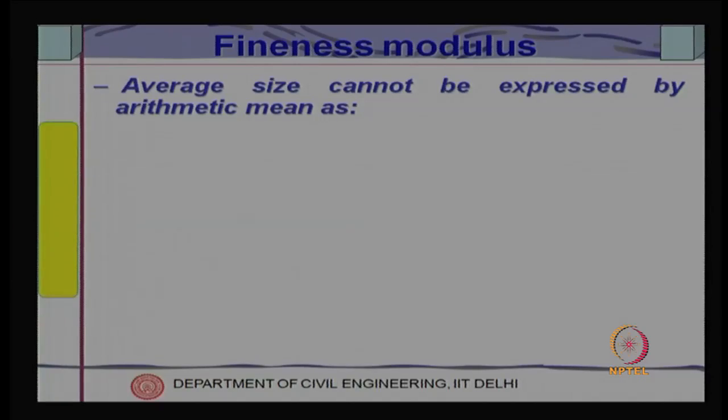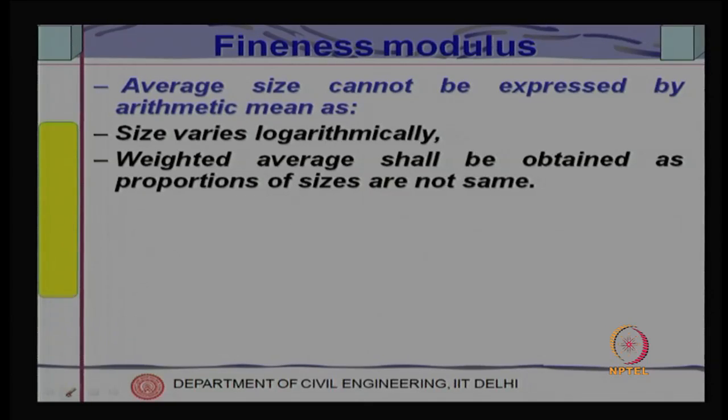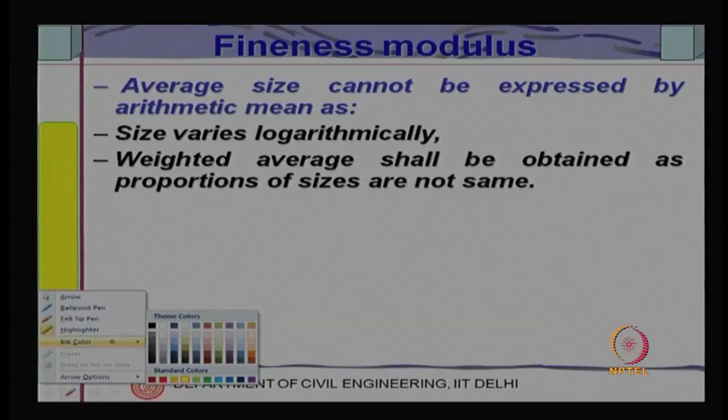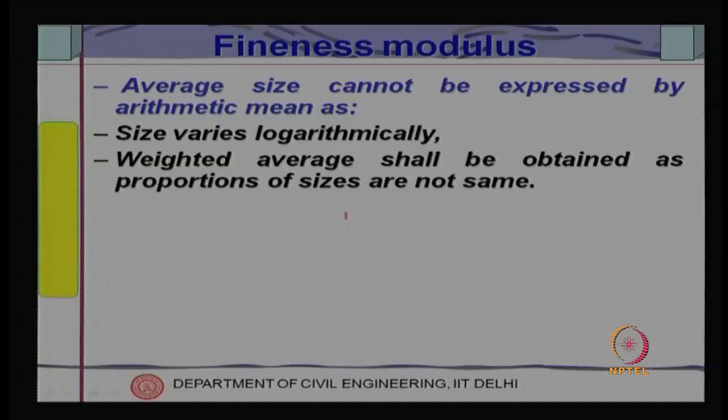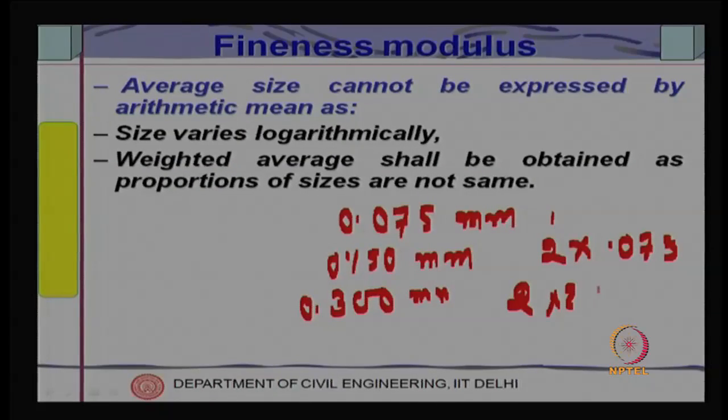First of all, average size cannot be expressed by arithmetic mean, because sizes vary logarithmically. Sieve sizes vary logarithmically. In other words, they vary in geometric proportion. Like, the minimum size is, let us say, 0.075 mm, the next size is double of it, 0.15 mm or 150 micron, then 300 micron or 0.3 millimeter, and so on. So, you can see that this is 2 × 0.075, this is 2 × 2 × 0.075. So, it varies in geometrical progression.